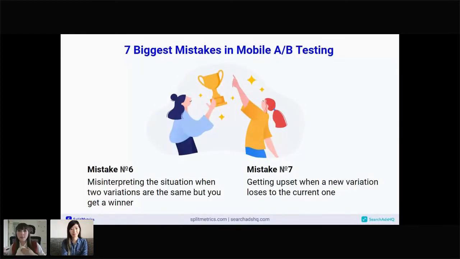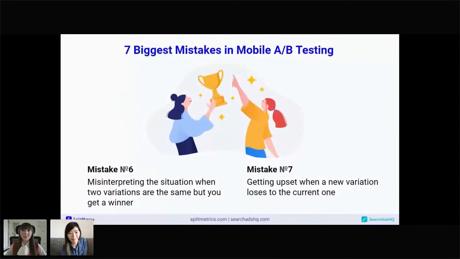There is a 50-50 chance you'll get heads or tails, and there is a 50-50 chance one of the variations will show a better result. That's how it works with classic A/B testing. However, with sequential A/B testing, which is used in our SplitMetrics platform, you'll see that in such a situation, the result is insignificant. So there will be no winner.